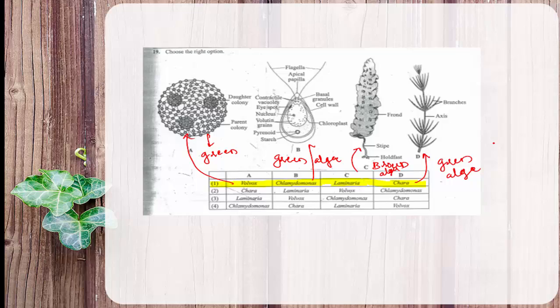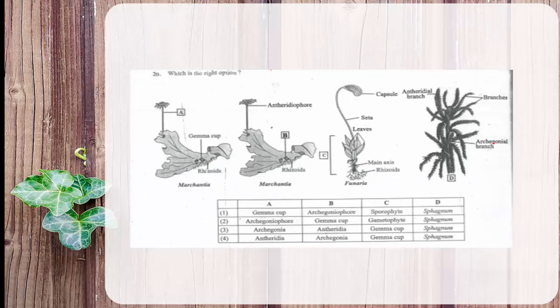So the correct option for this one is option 1. Volvox belongs to green algae. Chlamydomonas also belongs to green algae. Laminaria belongs to brown algae, and Chara belongs to green algae. Then moving to the diagram based question from the same chapter. Which is the right option?